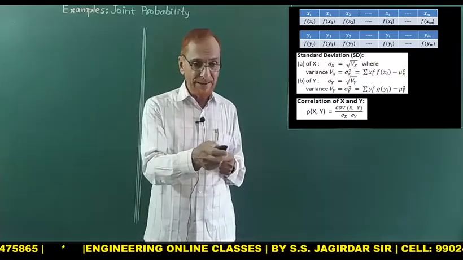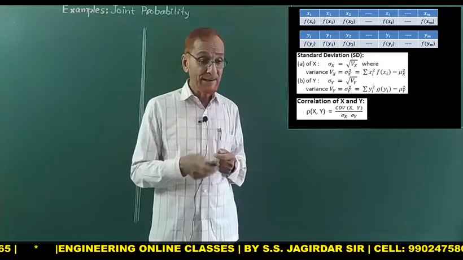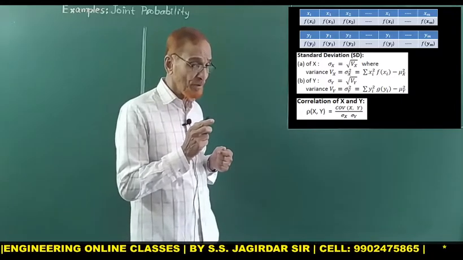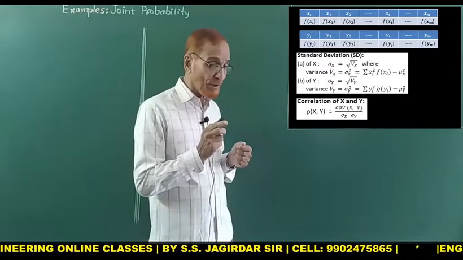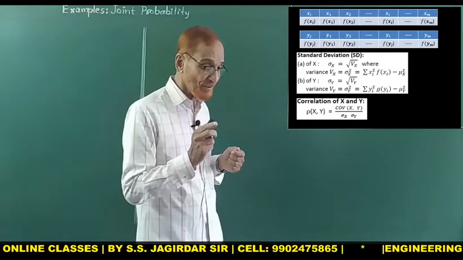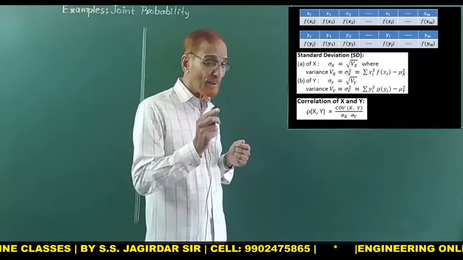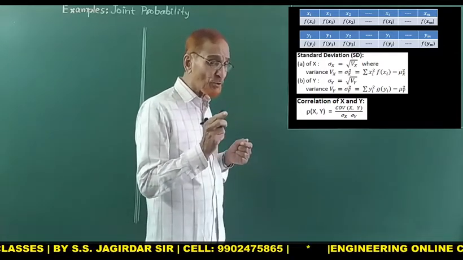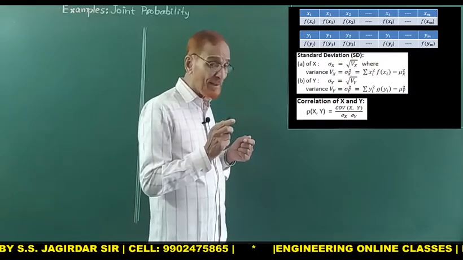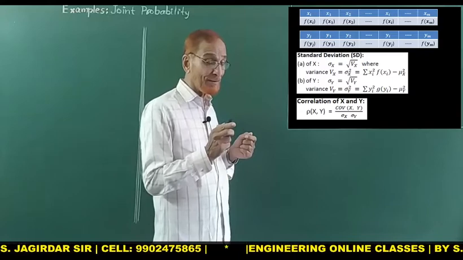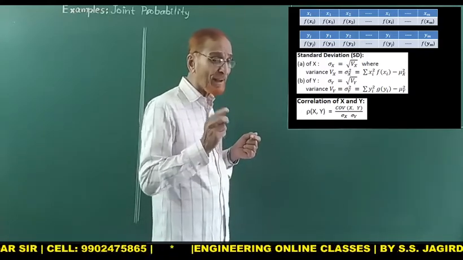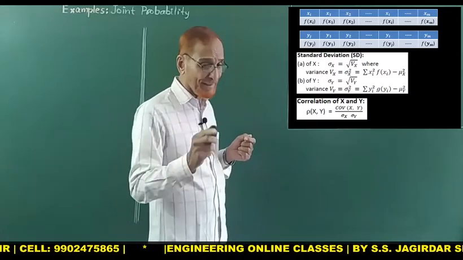You can see very easily in the slide that the standard deviation of x, sigma x, is equal to root of Vx, and Vx is the variance. And what is the formula of Vx? Vx is equal to sigma x square, which is equal to sigma of xi square into f(xi). That means you have to take the sum of the product of these two. Then from this you have to subtract the square of the expectation of x.